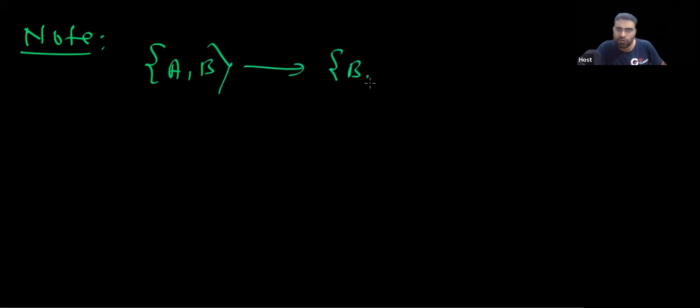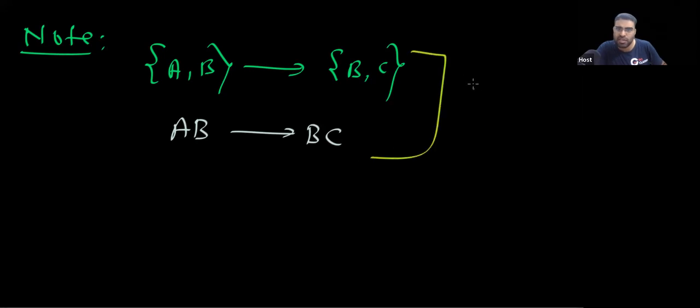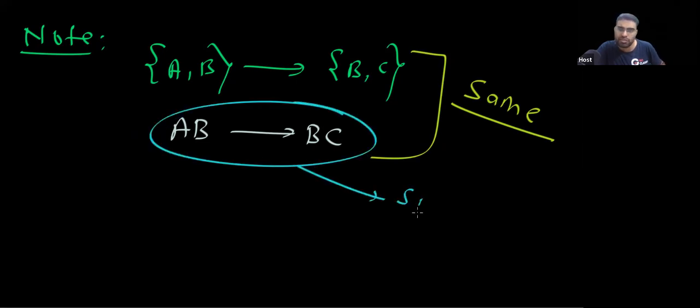For example, if I give you that this set of attributes determines this set of attributes, this you can also write like this, that AB determines BC. Is this clear? These two things, they are same. Please tell me, did you understand? Both of these are same. So we will use this because, as I told you, this is more convenient and simple notation.